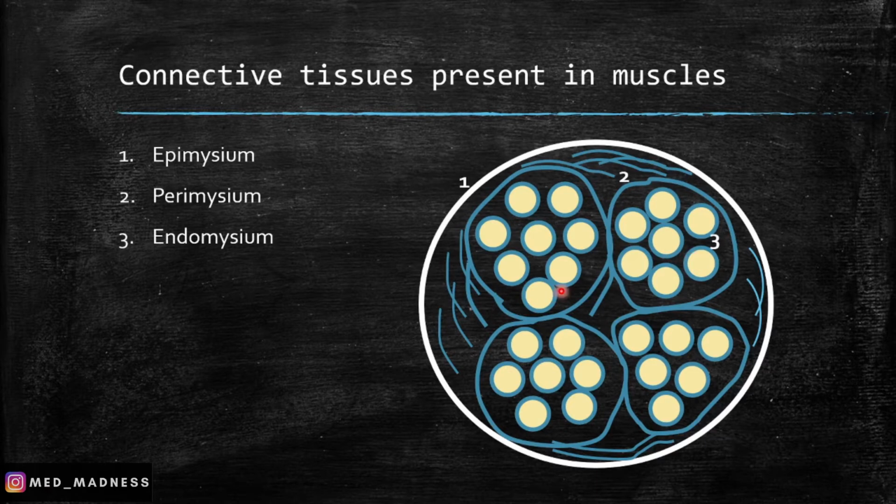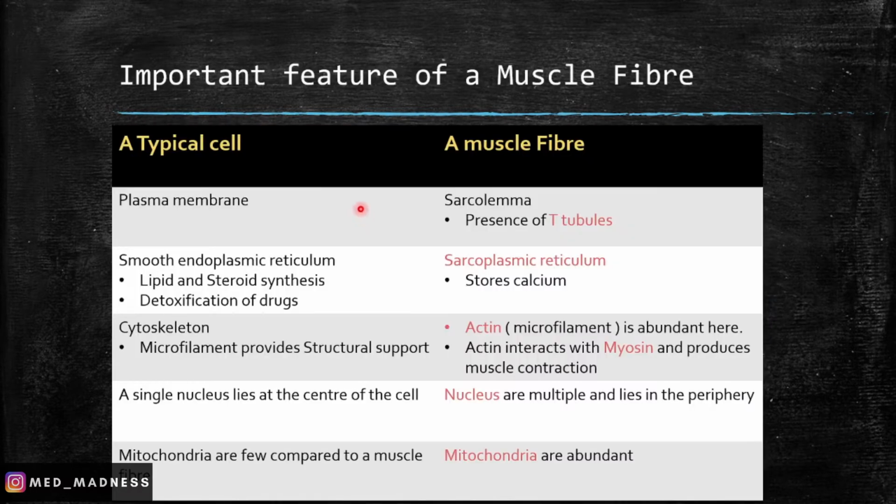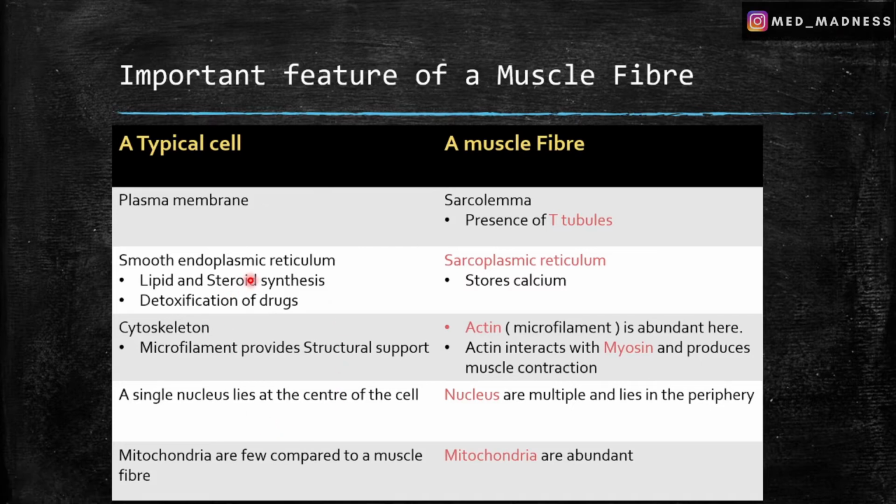Now what I'm going to do is take a muscle fiber and compare it with a typical cell that you learned about so far. Let's see how different a muscle fiber is. On this side I have taken a typical cell, and on this side a muscle fiber. There are at least 5 important points you should know.